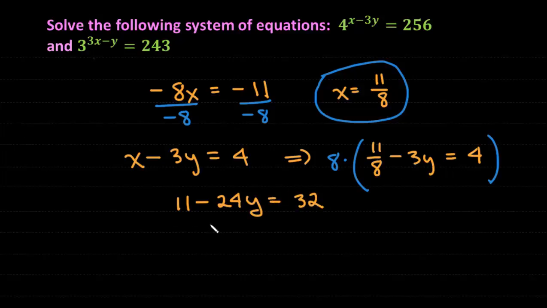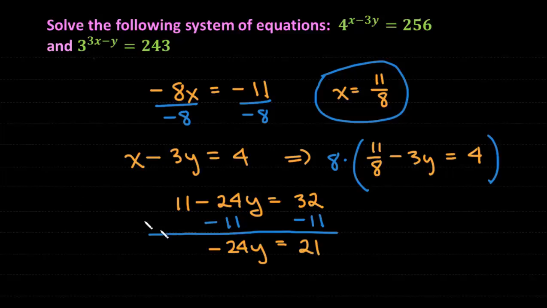We have subtract 11 on both sides, so we have a minus 11 here and minus 11 here. We get negative 24y on this side, and 32 minus 11 gives you 21 on the other side. Now we can divide out negative 24 on both sides, to give us y is equal to negative 21 over 24.